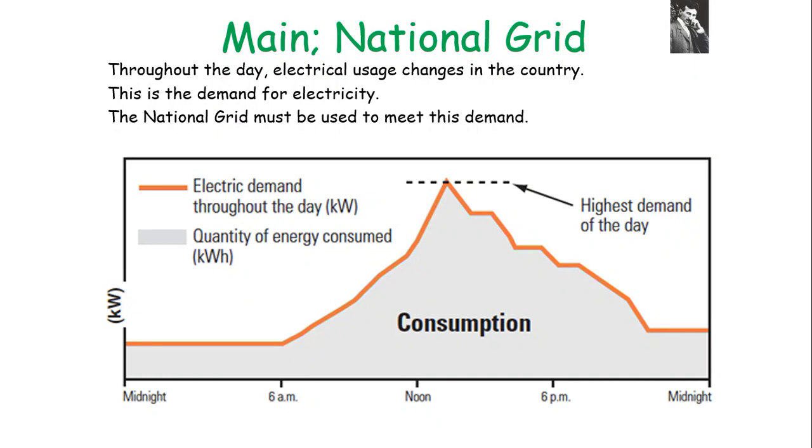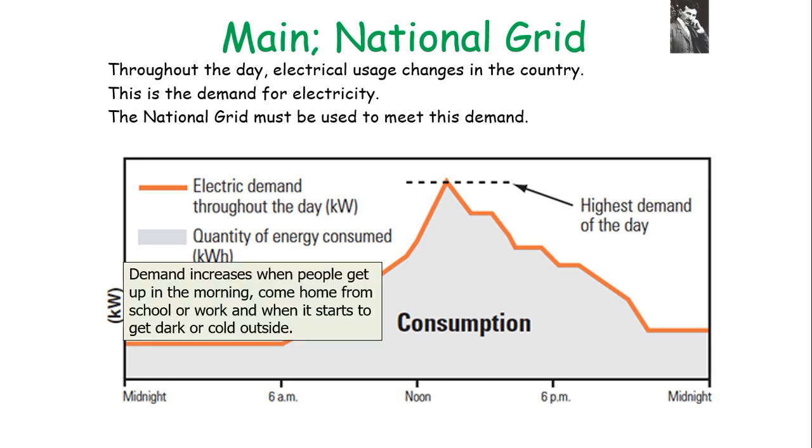Now, as well as that, throughout the day, electrical uses change in the country. This is what we call the demand for electricity. The national grid has to be used to meet this demand. The demand increases when people get up in the morning, come home from school or work, and when it starts to get dark or cold inside. Any instance where people turn on electrical appliances.